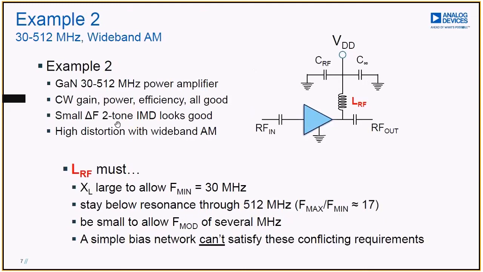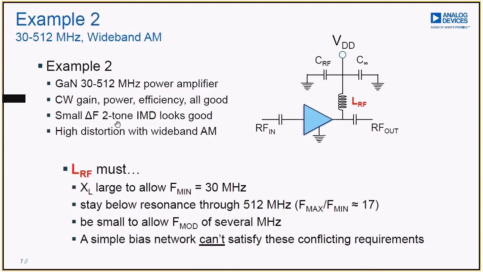Then later at integration, they put real waveforms into it, and they happened to pick an AM waveform. So the envelope is going up and down. And it's a fairly wideband AM waveform. It was a 1 or 2 megahertz kind of information on that envelope, which means that we need to pass that 1 megahertz envelope through the bias network.